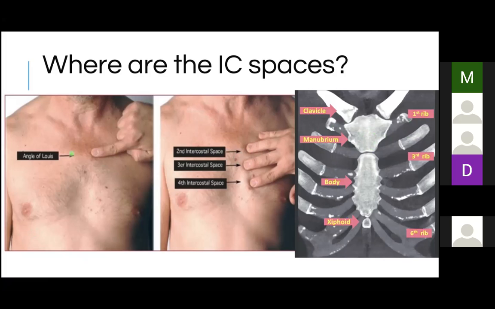And then the angle of Louis, which is round about here, correlates with the T4 to T5 intervertebral disc. And it also divides the mediastinum into superior and inferior mediastinum.